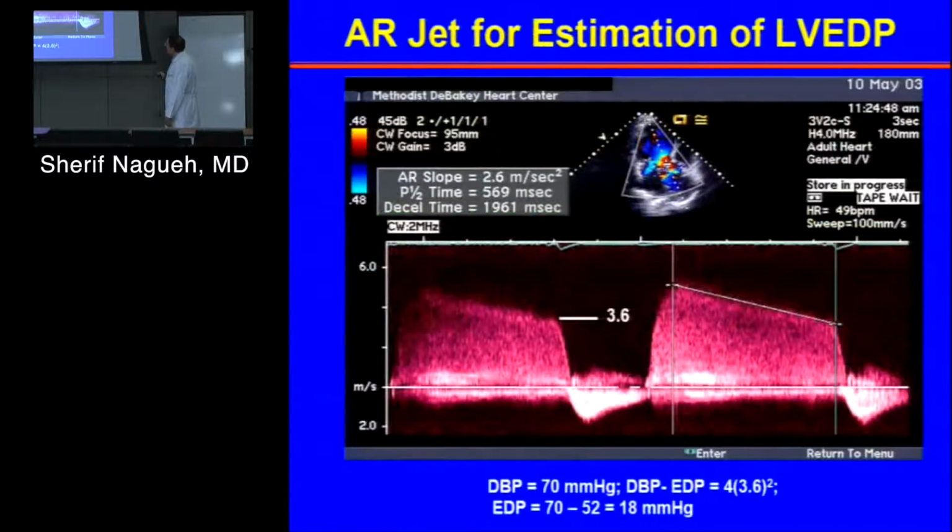This is the AR jet for LV EDP. You go for the end diastolic pressure. You subtract the 4V squared from the diastolic blood pressure, and now you have the EDP.